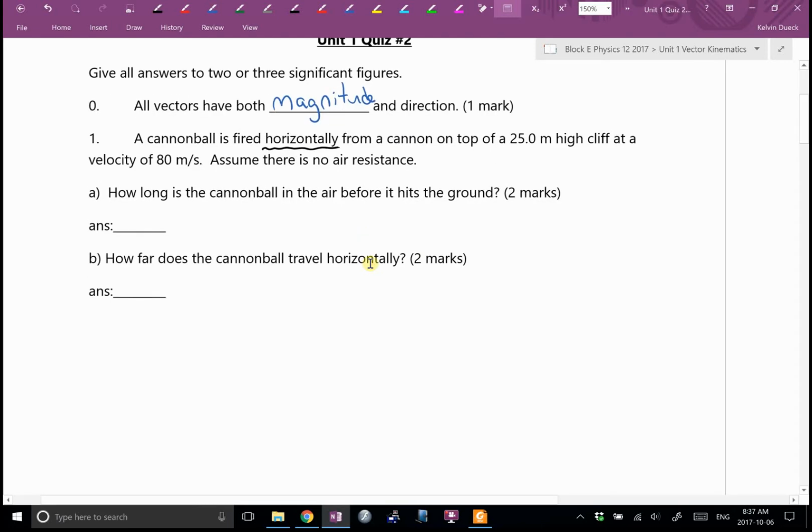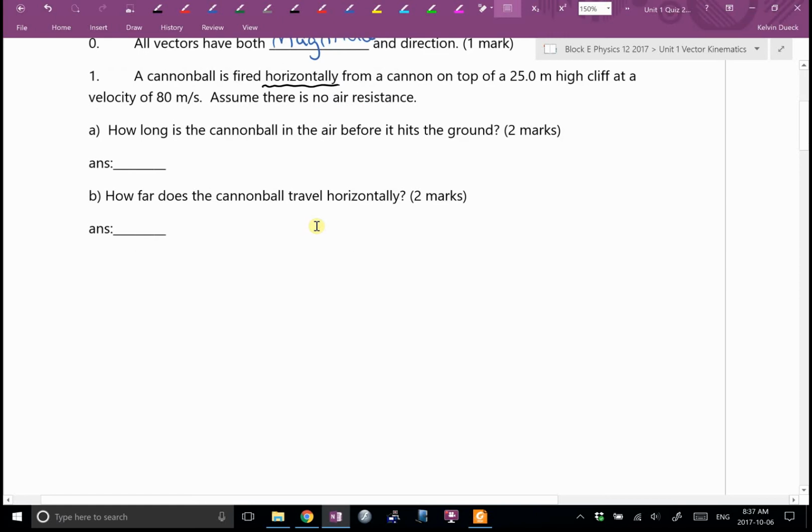All right. A cannonball is fired horizontally from a cannon on top of a 25-meter high cliff at a velocity of 80 meters per second. I'll draw a diagram. Cliff. Velocity equals 80 meters per second. And you can see, Connor, I even labeled it Vx because that's definitely horizontal, and I want to make sure I'm not tempted to put that 80 into the vertical column. And it looks like they also gave me a vertical distance of 25. It's worth taking the time to make your diagram fairly clear.